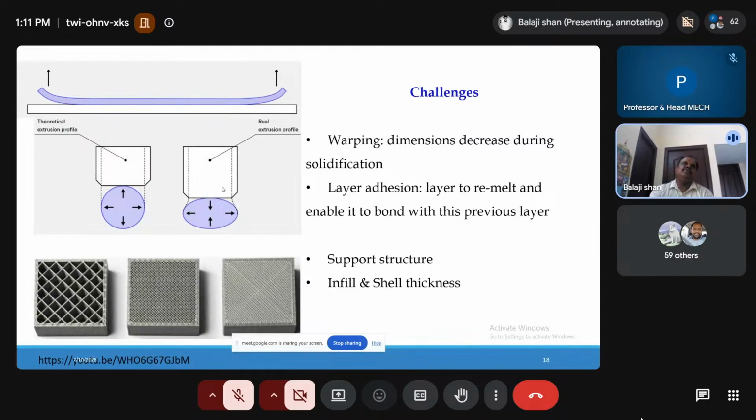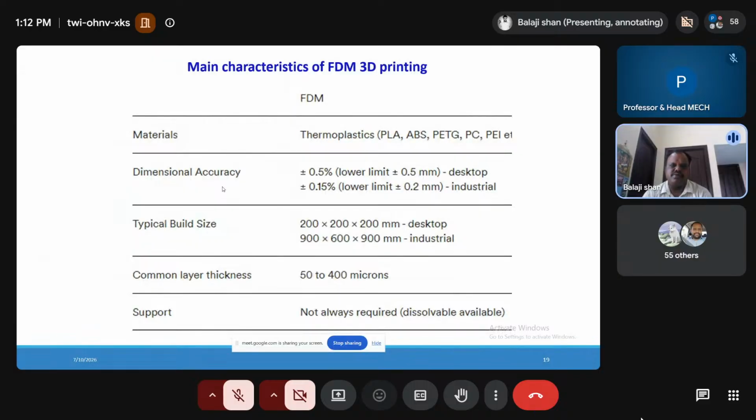Suppose we are going for fused deposition modeling, we have different input parameters: layer thickness, infill density, raster angle, and different patterns. Some of the patterns do not affect the build platform. Suppose we change the pattern methodology, definitely it requires some support structures. After post processing, removing the support structures is a very costly process.